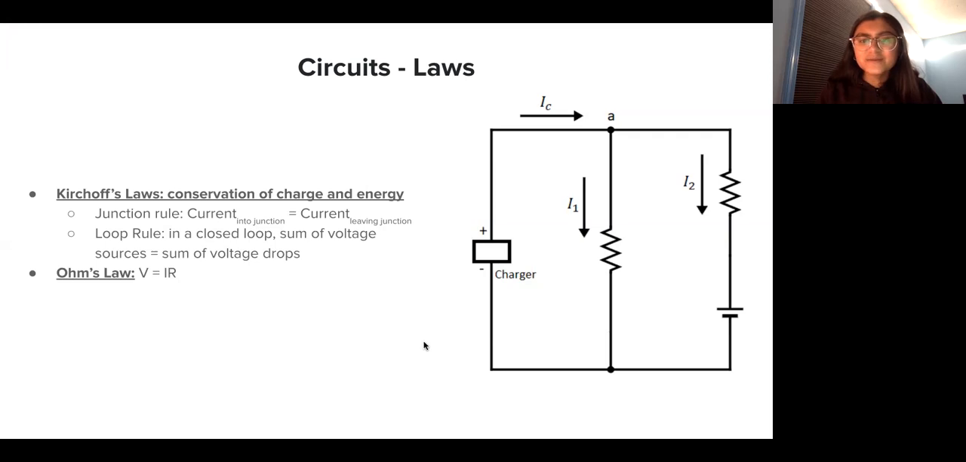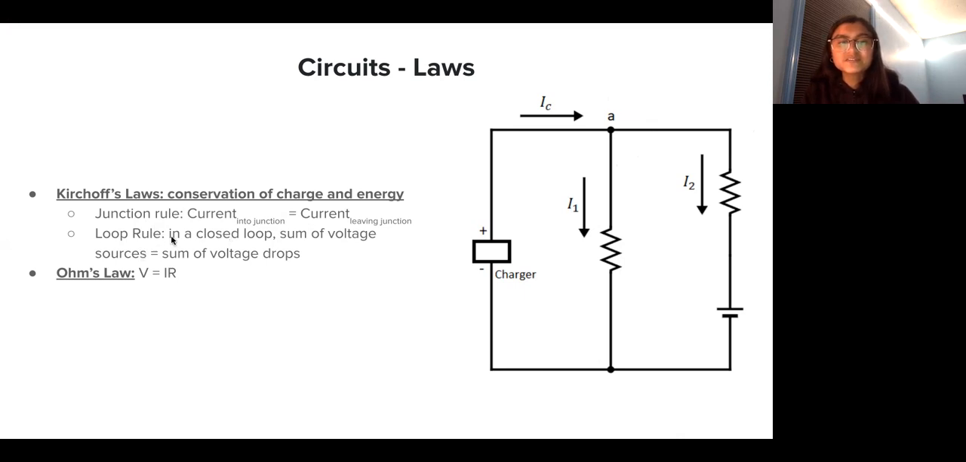So some other things to be aware of for circuits are Kirchhoff's laws. The junction rule is that the current going into a junction will be equal to the current leaving the junction. An example here is this current coming in and the two currents coming out. So IC will equal I1 plus I2.